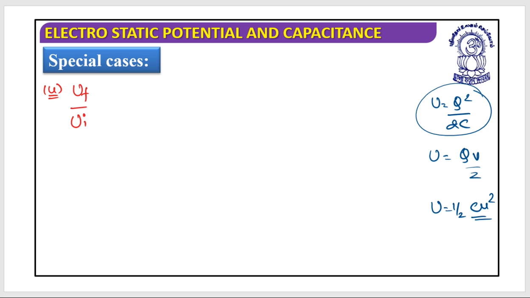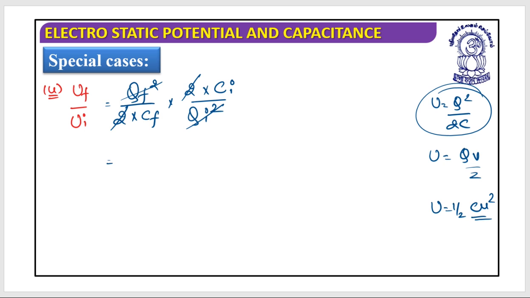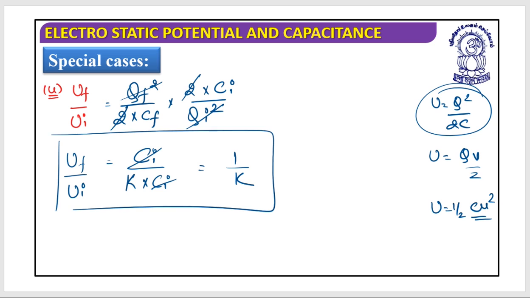Now look at this. In this case, charge remains the same. So you can go with this. UF is equal to QF square divided by 2 into CF, multiplied by 2 into CI divided by QI square. The 2 would be gone, as well as the Q, since they are equal. CF would be equal to K multiplied by CI. So if I solve this, UF by UI is 1 by K.